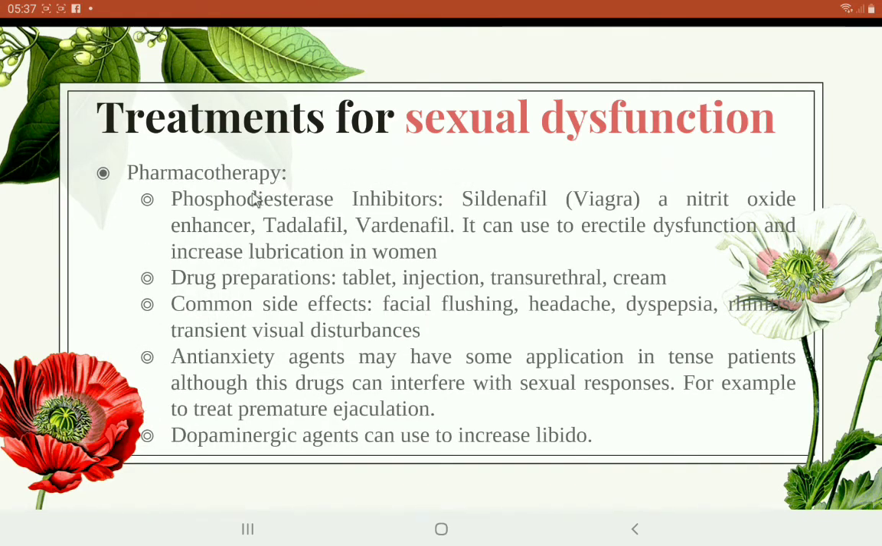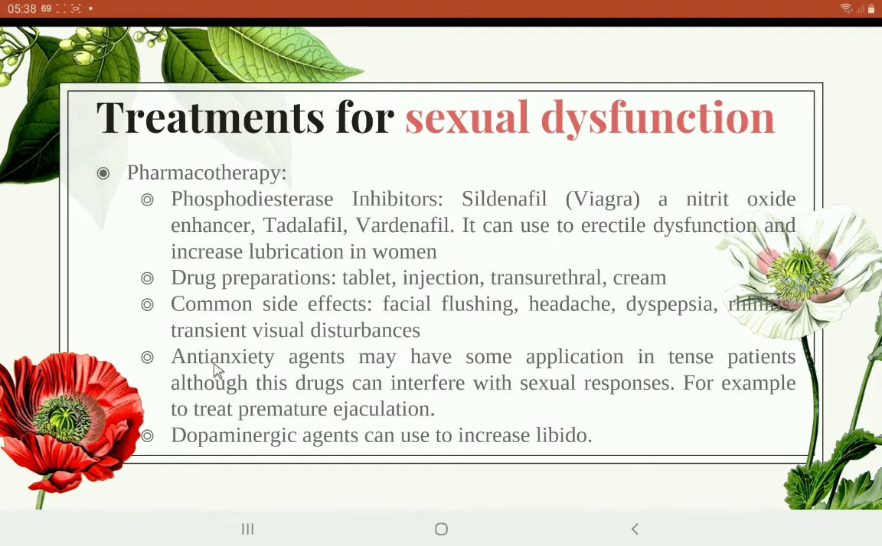For sexual dysfunction, for example, phosphodiesterase inhibitor like sildenafil or Viagra, nitric oxide enhancer, also tadalafil, vardenafil that can be used for erectile dysfunction and to increase lubrication in women. Drug preparations are tablet, injection, transurethral, and cream. The common side effects are facial flushing, headache, dyspepsia, and also rhinitis and transient visual disturbances.